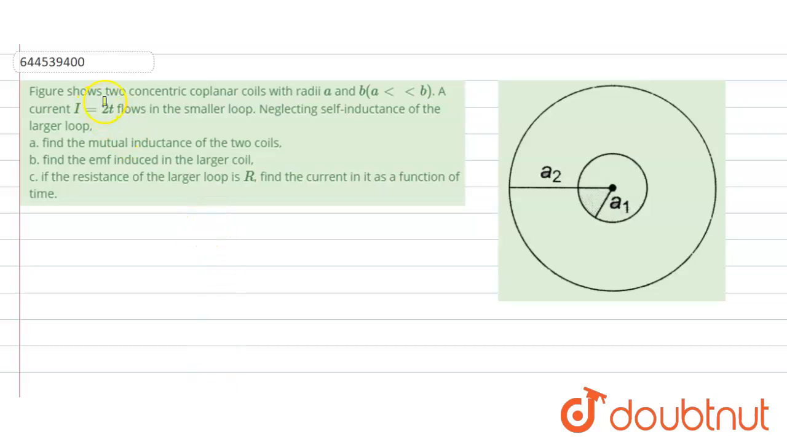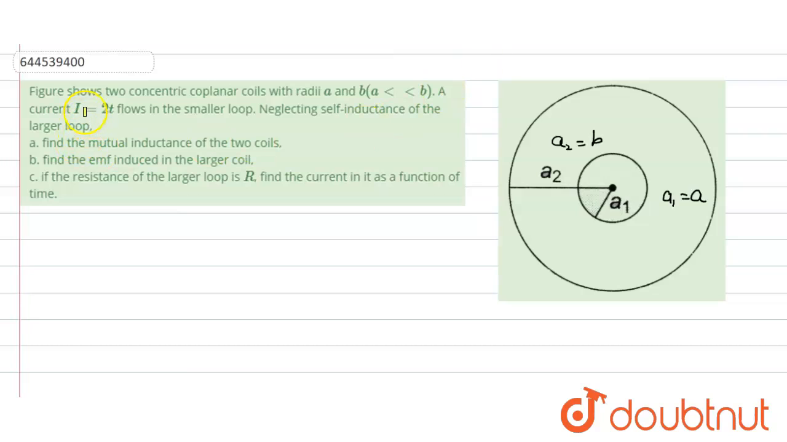Hello everyone, let us start with our question. In this question, it is shown that there are two concentric coplanar coils. The radii are A and B, where B is very much greater than A. That means here it is given in terms of A1 and A2, but here basically our A2 would correspond to B. So this A2 is equal to B and A1 is equal to A.